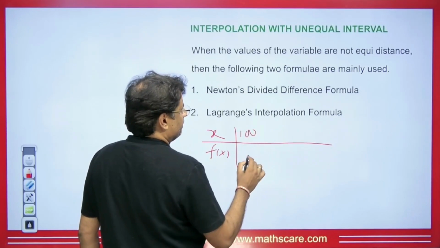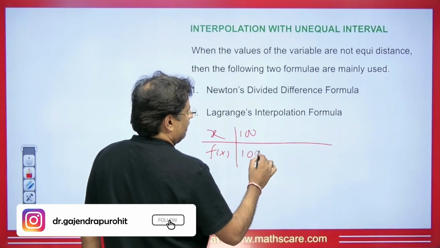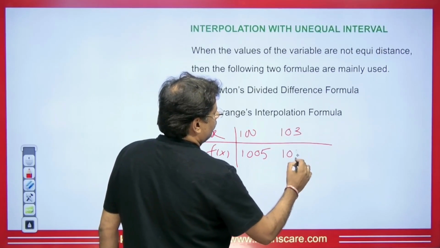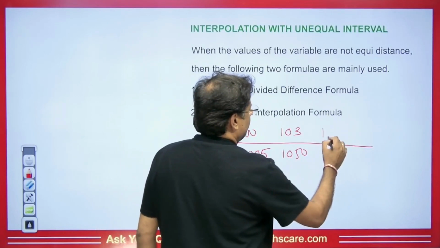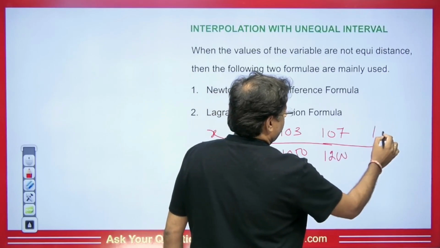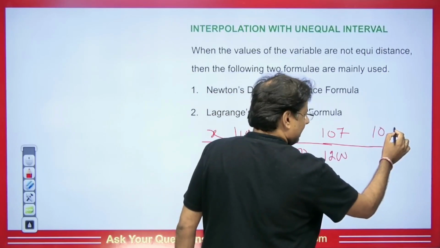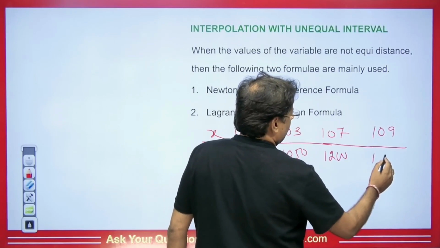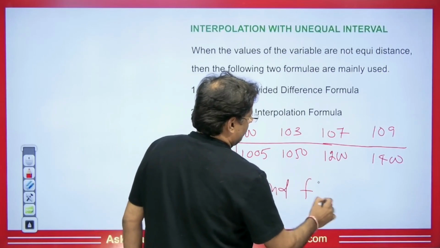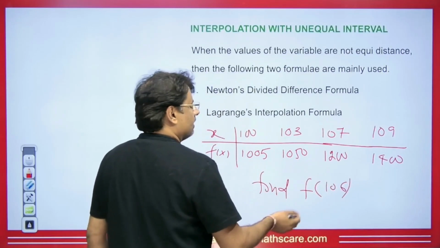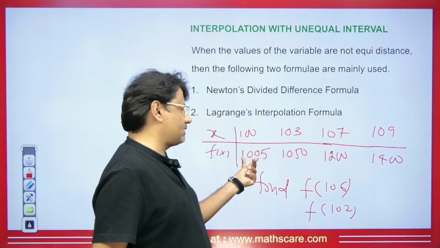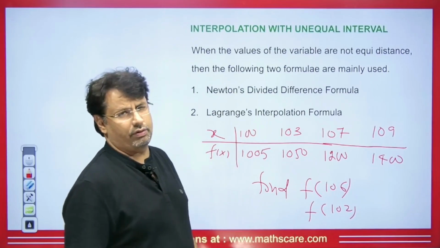Here, students, let's say at x equal to 100 the value is given as 1005, at 103 the value is 1050, at 107 the value is 1200, and let's take 109 here, where the value is 1400. And you are asked to find the value of F(102). So you are being told to find the value of F(102), clear? That is, at 102, what is the value of fx?